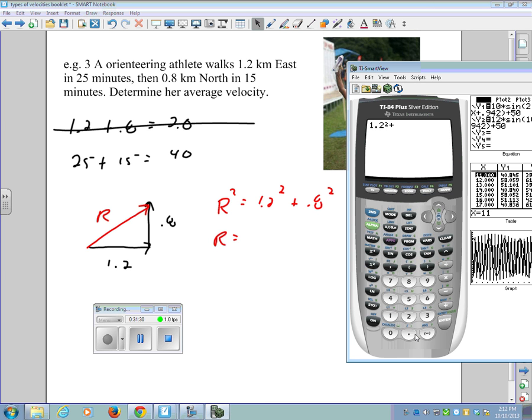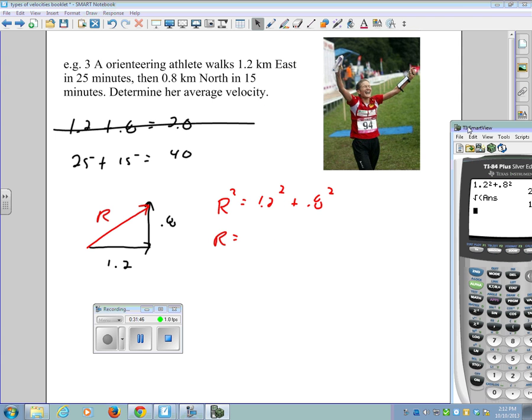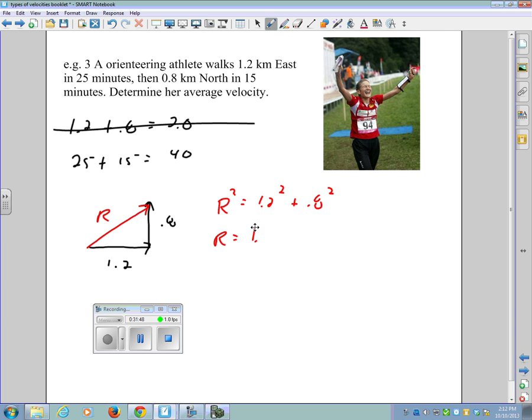Yeah. Because 1.2 squared plus 0.8 squared is equal to 2.08. Take the square root of that. I get 1.442. Now, does the direction matter? Yes. Here's Bennett's general rule that says if east or north or south or any direction is given in the question, it's likely going to be in the answer. So you do need to find the angle.